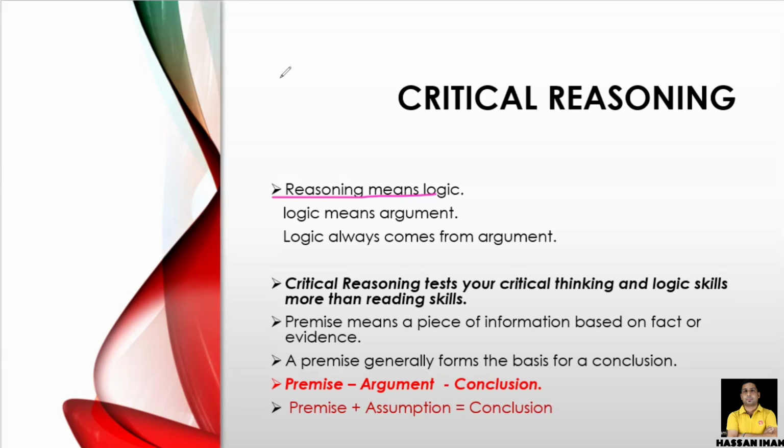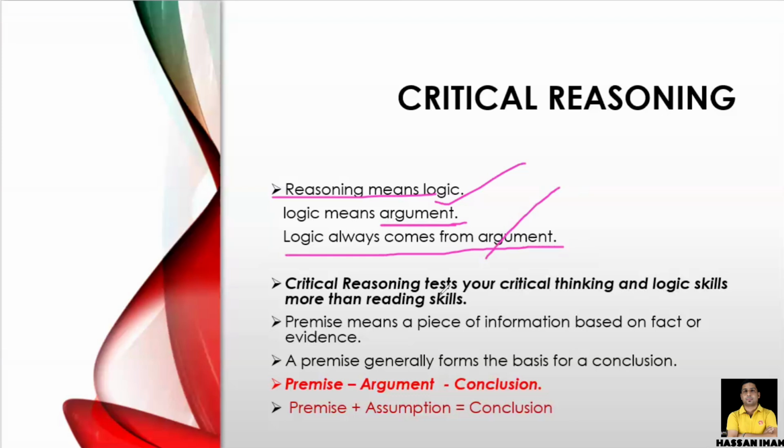So let us understand what is critical reasoning. Here I'm going to cover the basics of critical reasoning. So let us understand what is reasoning. Reasoning means logic. And what does logic mean? Logic means argument. Argument is based on the author's assumption. And logic always comes from argument. And argument, as I discussed, is the author's assumption.